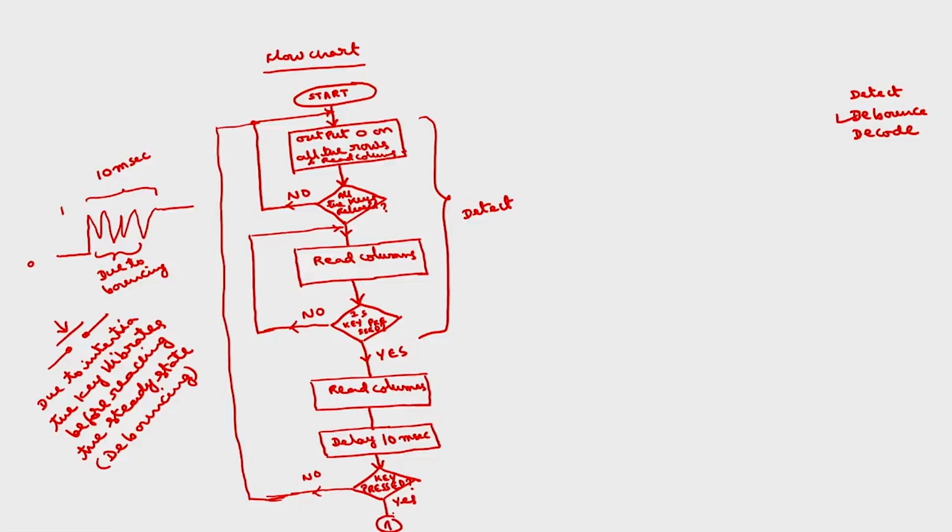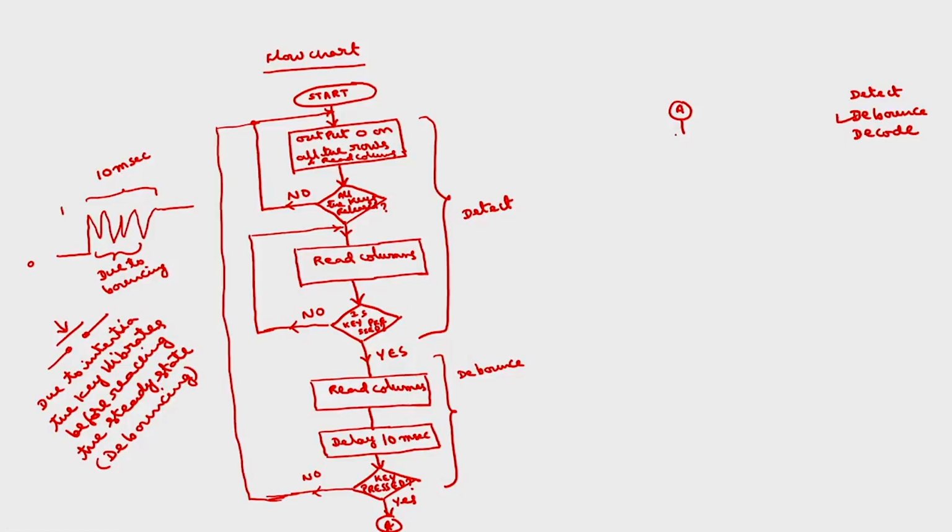I will continue this here. To connect the big flow charts, we can use some letter. This is the ending of this part. So this second operation, debounce, is over, and the third operation is decode. Okay. So I am starting here again with A. A means this is the link between these two. This is the notation of the flow charts.